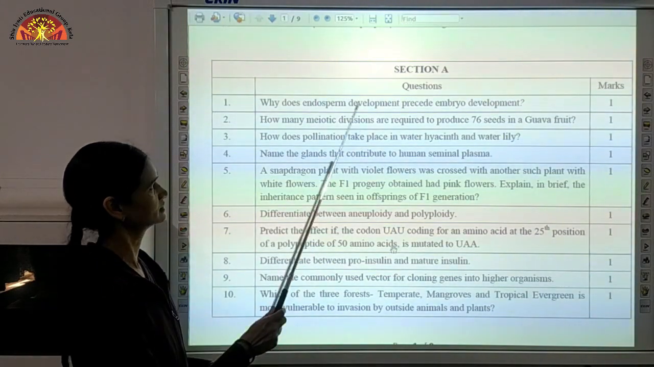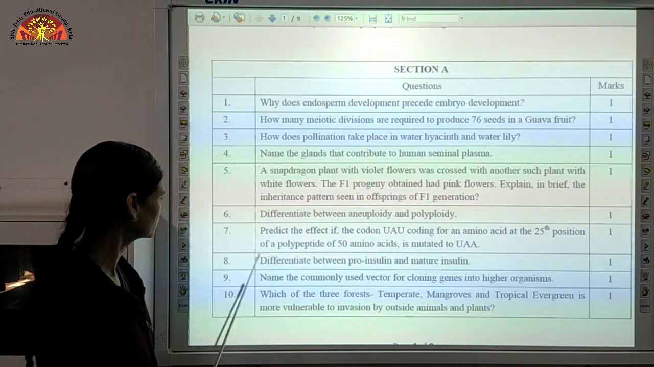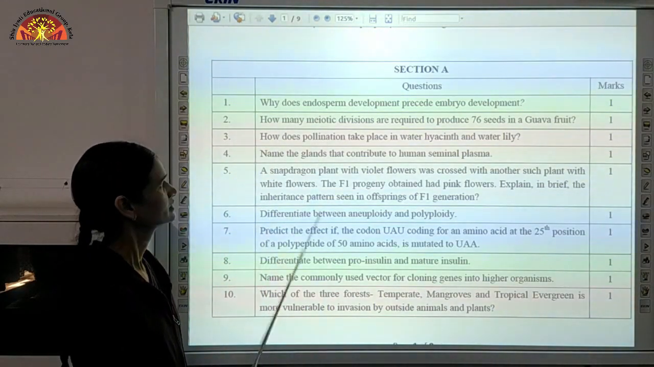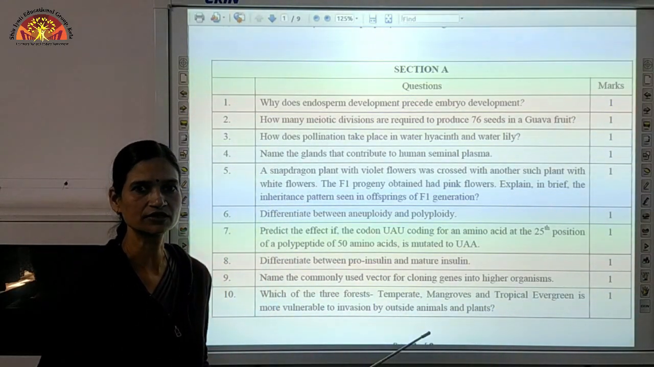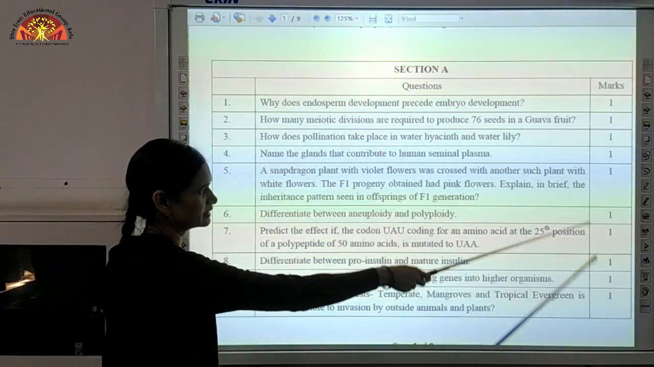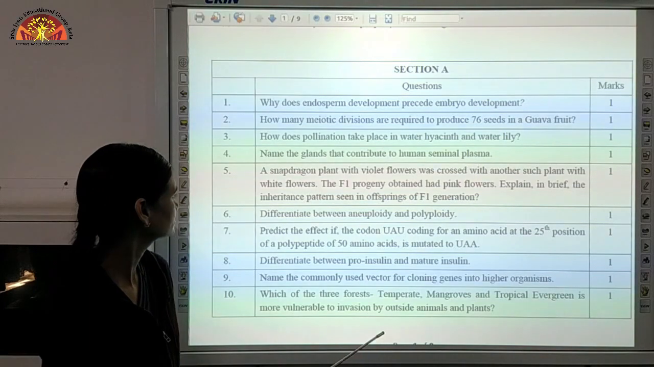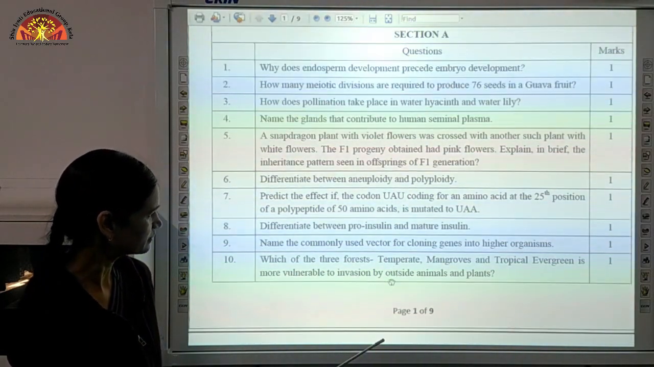When we see section A, you can see questions 1 to 10. These are very short type questions, and from 1 to 10 you have to answer in 1 word or 1 sentence. You can see the marking scheme over here. They all are of 1 mark each. So these are 10 questions, in section A only.